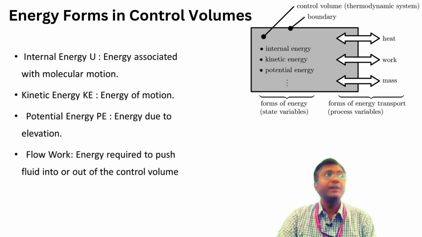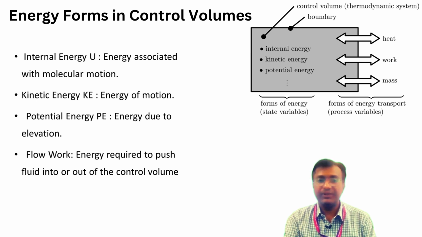Now mathematically, the total energy of the system per unit is given by E equals internal energy plus kinetic energy plus potential energy plus flow work. The flow work is the multiplication of pressure and the specific volume. Now, in case of steady state conditions, the energy entering via mass, heat or work must be equal to the energy which is exiting. This leads us to the first law of thermodynamics for the control volume, which we are going to explore in the next slide.